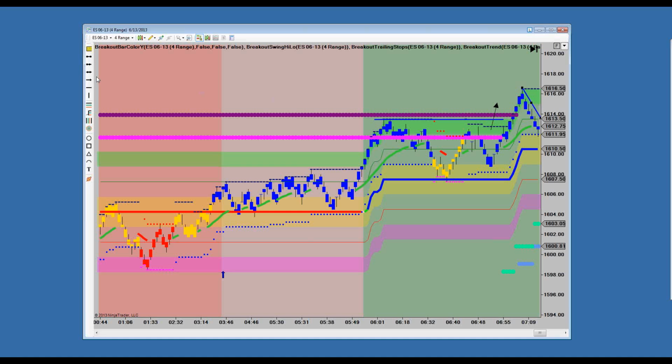Prior to this area, the guidance dots had been short. We had been looking for short trades. The market comes in and it breaks through, and the trend dots change from down to up.